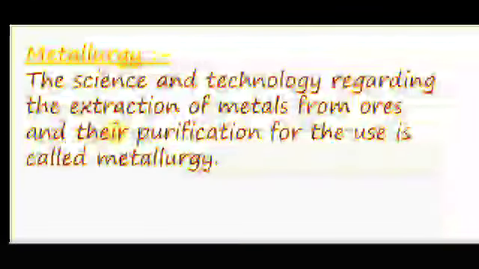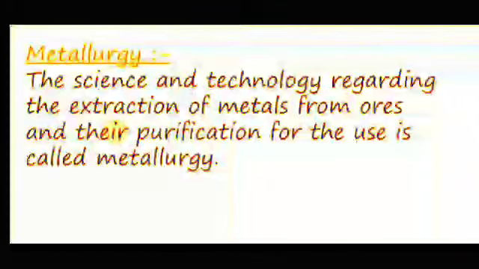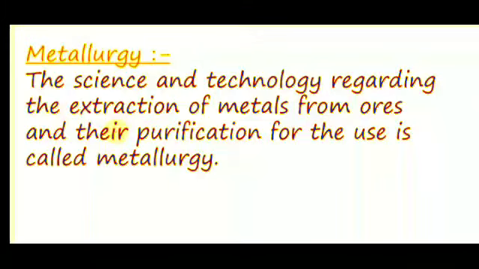Now, metallurgy. What do you mean by metallurgy? The science and technology regarding the extraction of metals from ores and their purification for use is called metallurgy.